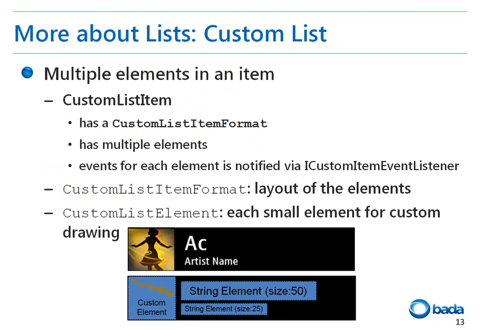We're ready to take a look at a list in more detail, in particular, a custom list. A custom list item is an item of the custom list and contains multiple elements. This custom list item contains the custom list item format class. The custom list item format is the class that defines the layout of the elements of the custom list item. In this example, each of the elements are custom list element objects. Each element put in an item can handle its own events through the iCustom Item Event Listener class.